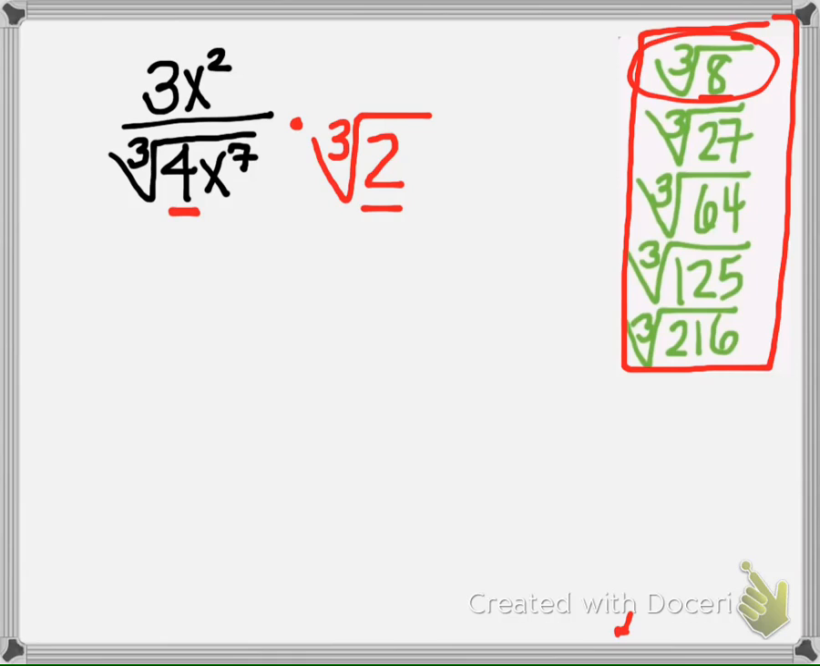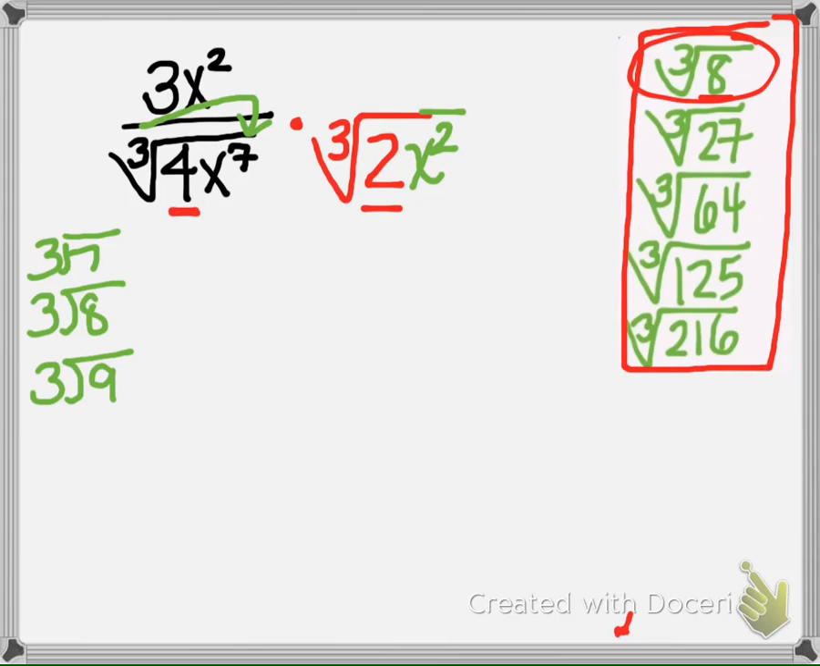Okay, now the variable part. 3 can't go into 7, so I want to make it a number that 3 can go into. 3 can't go into 7, 3 can't go into 8, but 3 does go into 9. That means we need 2 more x's, because x to the 7th times x squared would equal x to the 9th, and 3 can go into 9. So now that we know what to multiply by, we're going to also multiply it to the numerator.